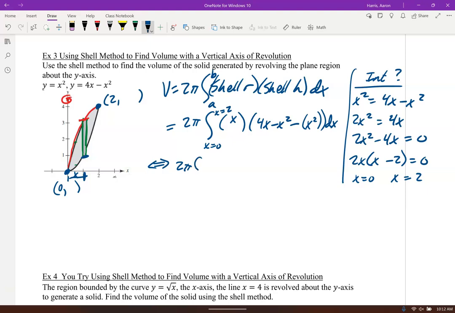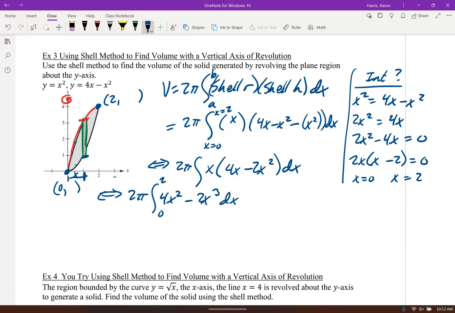So we got 2 pi x times 4x minus x squared minus an x squared, so that's minus 2x squared. So 4x squared minus 2x to the third, 0 to 2. So we got 2 pi, let's go ahead and integrate that, 4x to the third over 3 minus 2x to the fourth over 4, 0 to 2.